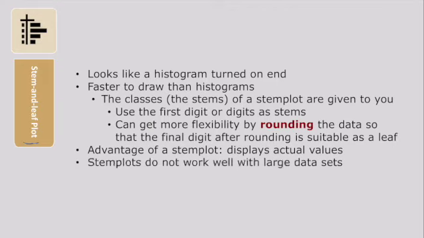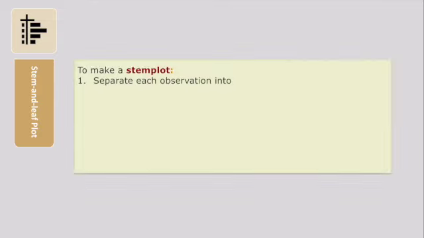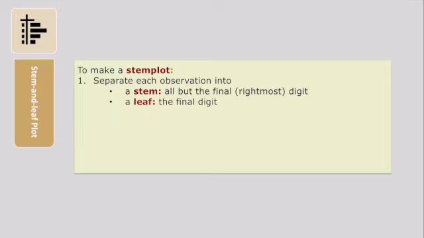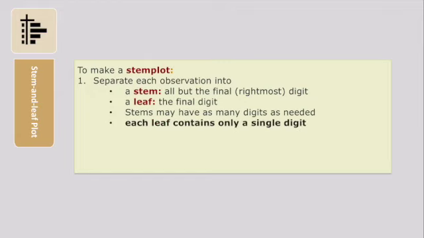Stem plots don't work well with large data sets like a histogram does, so that's something to keep in mind. To make a stem plot, you need to separate each observation into a stem, that's everything but the rightmost digit, and the leaf, which is the final digit. Stems can have as many digits as needed, but each leaf can only contain a single digit.